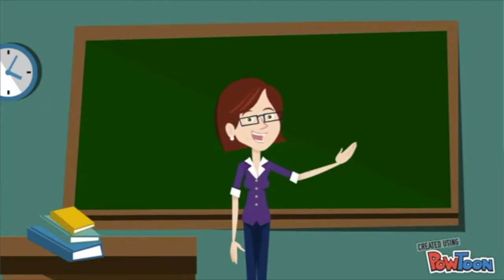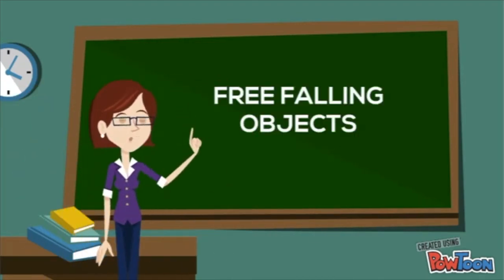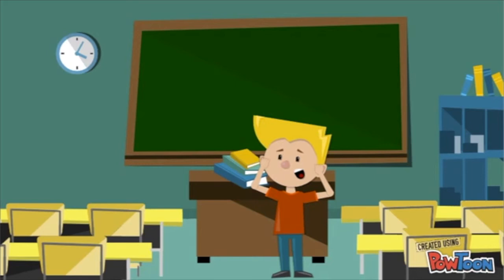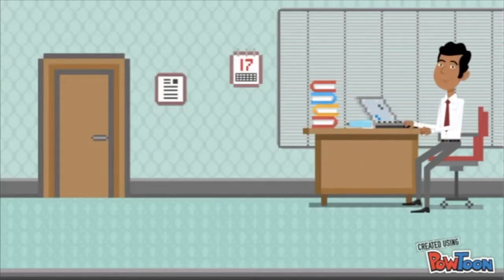Hi everyone! Today we will be talking about free falling objects. Imagine you're inside the room talking to somebody with your cell phone and then suddenly your phone slips from your hand and falls to the ground. How about when you're in your office and then you accidentally hit your pen, causing it to fall to the ground?